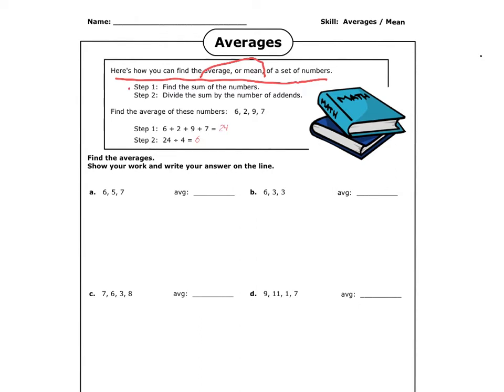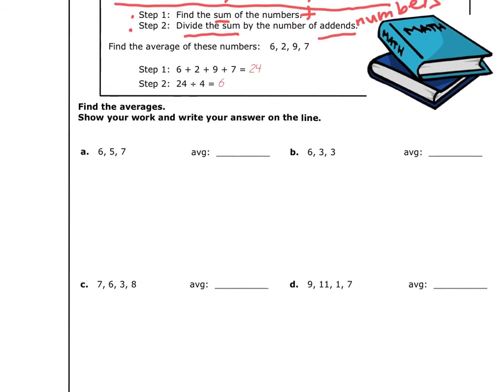There are two steps. Step one is to find the sum, and we know that sum means plus, okay? So we're going to add up the numbers. The second step is to divide the sum by the number of add-ins. And add-ins is just a fancy word for numbers, okay? We're going to do one together, and right now it might seem hard, but it's going to be very easy for you, okay? Let's look at A, because there isn't really a number one, it's A.